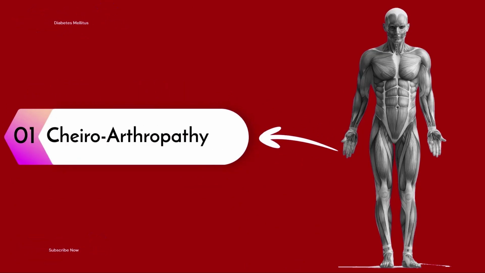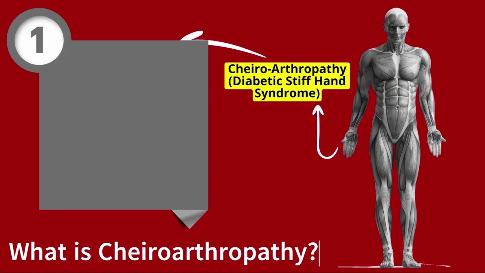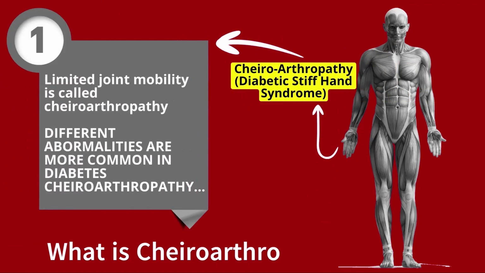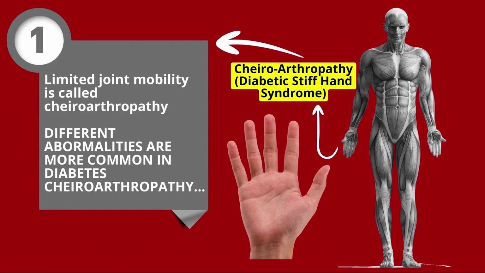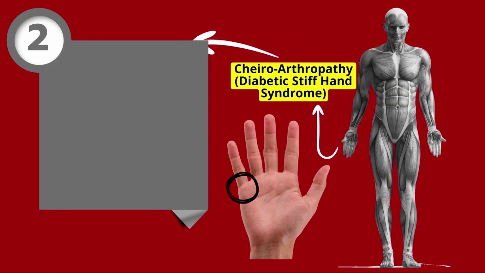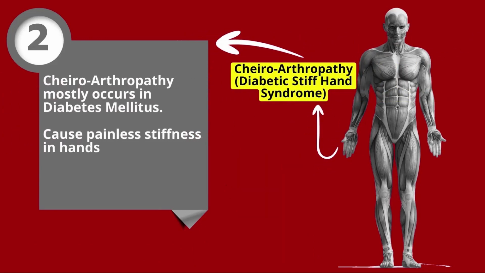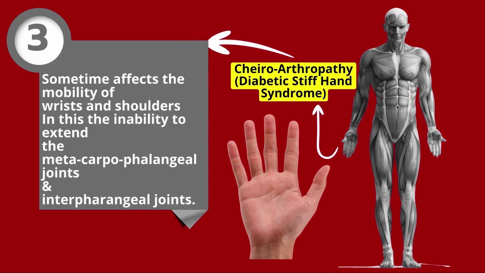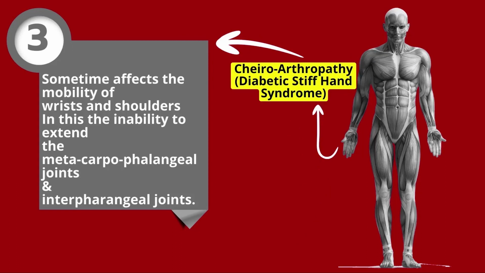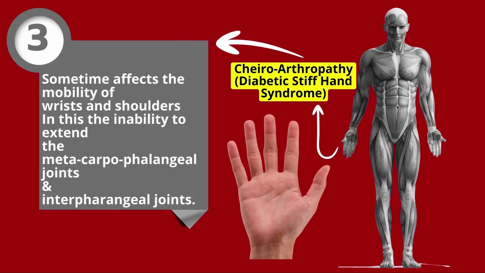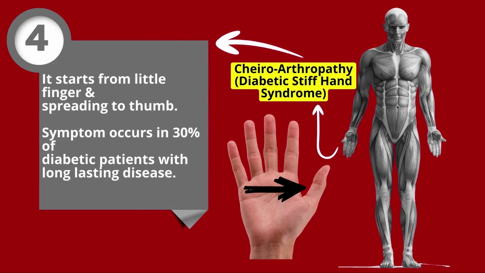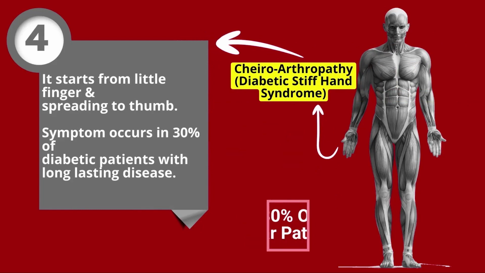In Cheiroarthropathy, the movement of the joints of the hands is limited, that is, the joints of the hands feel stiff while moving. Like other diseases of the hands, Cheiroarthropathy also begins to manifest itself at a certain age in patients affected by diabetes. Its specialty is that when stiffness is felt in the joints of the hands during movement, pain is not felt during that time. Palm and finger joints, the joints between the fingers, are more affected by it, and sometimes it also affects the ankle and shoulder joints. Stiffness starts from the little finger and spreads to the thumb. Cheiroarthropathy is found in 30% of diabetic patients.